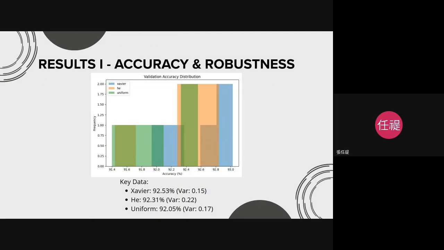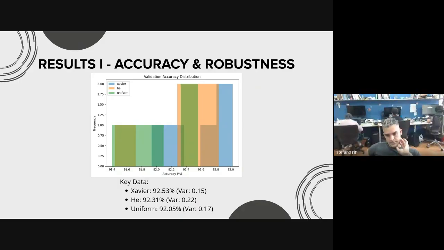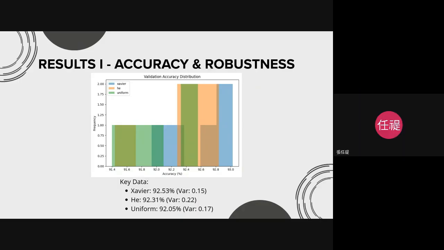First, let's look at the accuracy. As you can see, the model achieved around 92% accuracy across all three strategies, indicating that initialization doesn't significantly impact the final performance on this task. However, Kaiming He initialization demonstrated the highest robustness. It not only had the highest mean accuracy, but also the lowest variance, meaning it converges most consistently across different random seeds. Very good. Okay, next page.